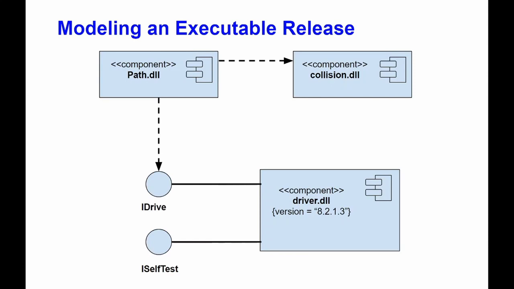But if we want our model to be at a higher level of abstraction, then we can exclude these intermediate interfaces that hold such relations together, showing only dependencies among the components themselves.